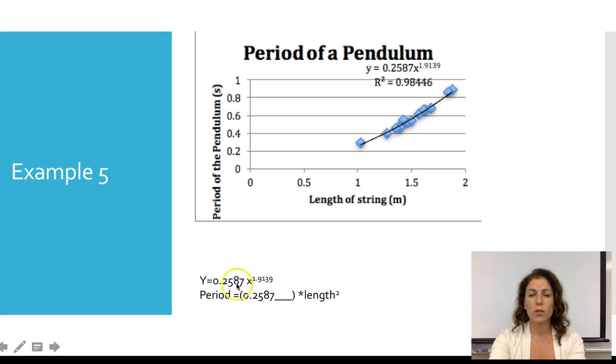Now we have to put in the units. Y-axis units are seconds, x-axis units are meters. So we do seconds over meters, but now because the length is squared, we have to square the meters. So you end up with seconds over meters squared. And that's your mathematical model.